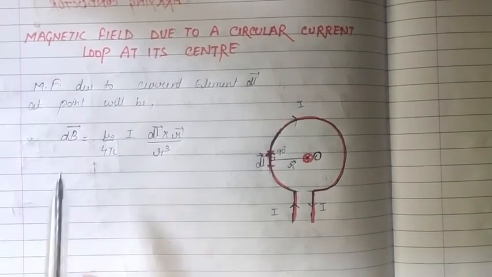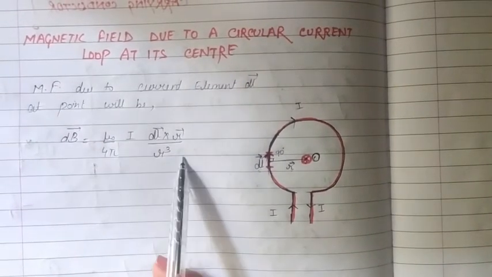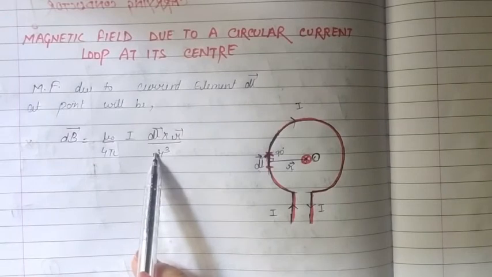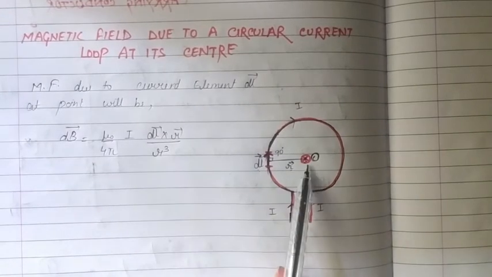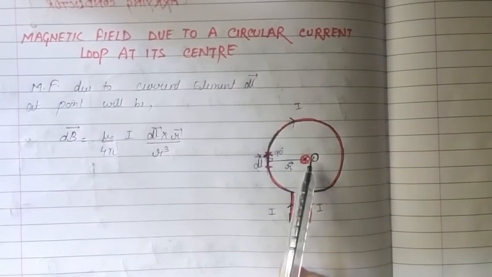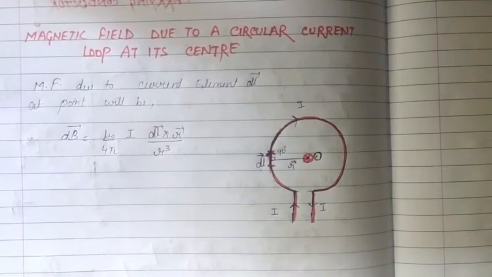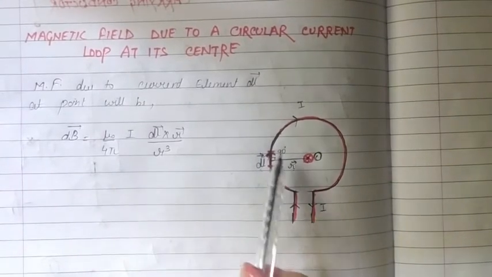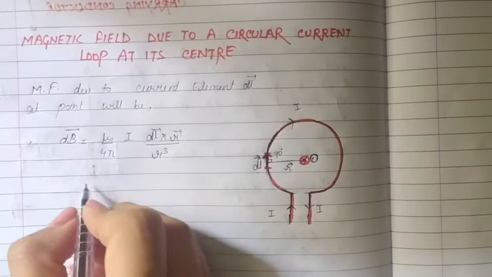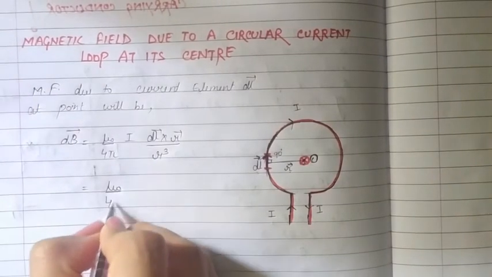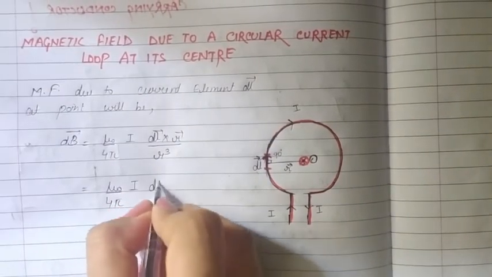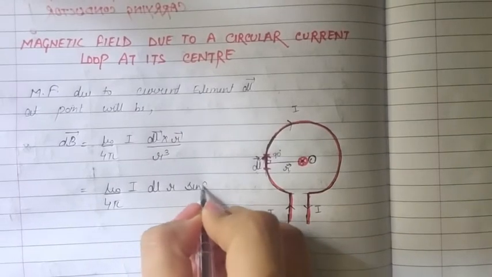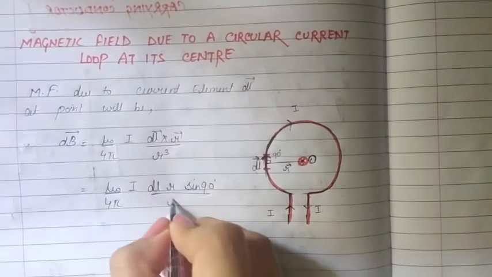So in dB vector, our magnitude is mu naught upon 4 pi I dl cross r vector upon r cube, with the direction normally into the paper. All right, we know the angle theta is 90 degrees, so when we solve it we get mu naught upon 4 pi I dl r sine 90 upon r cube.